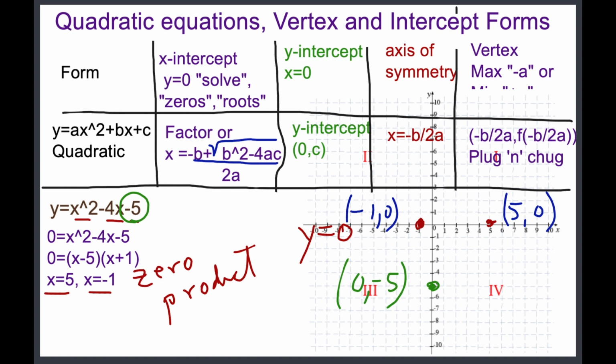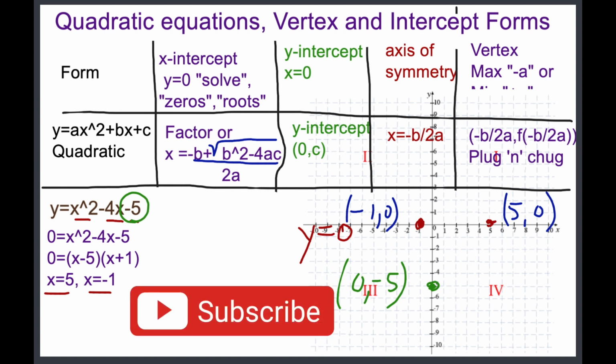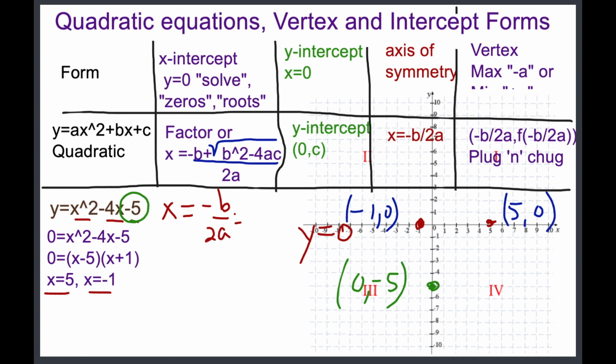The next thing we want to do is find the axis of symmetry, and we use the formula mentioned before, which is x equals negative b over 2a. b in this case is negative 4, so I have minus negative 4 over 2 times 1. So this gives me 4 over 2, which is 2. So that tells me the axis of symmetry goes at the graph at x equals 2.